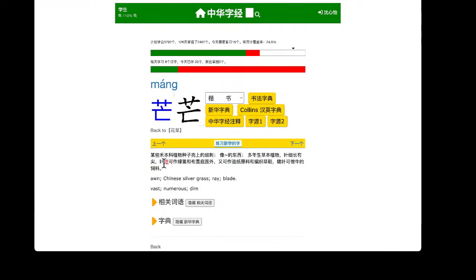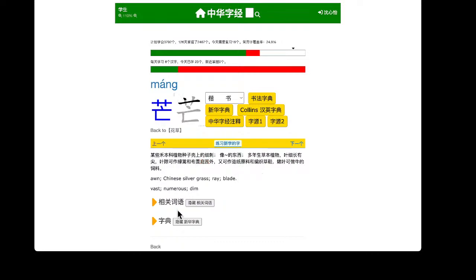Next one, 芒. 芒 is a type of, what is it, it's on some plants. On the seeds, sometimes they have these really tiny hairs, and those hairs are very sharp. Okay, prickly. So it refers to that. And so, okay, this is called 芒.